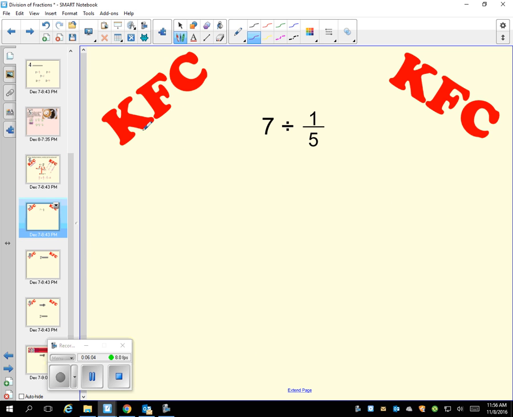I've got my little reminder up here, KFC. So I'm keeping my 7, and I'm going to write it as a fraction. I am flipping my 1/5, so I'm flipping it upside down, multiplying by the reciprocal, and I'm changing division to multiplication. And if I multiply straight across, I get 35 over 1, which gives me 35 wholes. So 7 wholes divided into fifths gives me 35 of those.